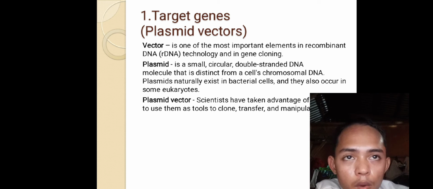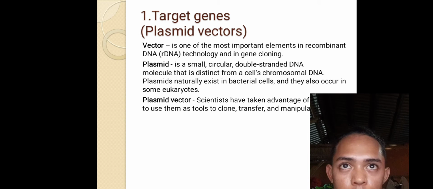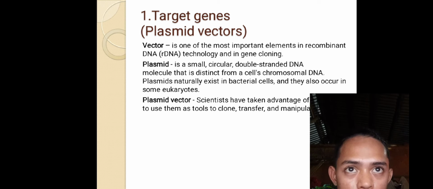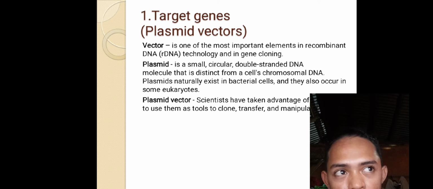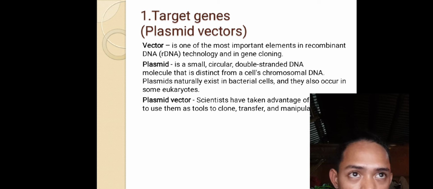A vector is one of the most important elements in recombinant DNA or rDNA technology and in gene cloning. A vector should have the following features: it contains a replicon that enables it to replicate in host cells. It should have several marker genes. It should have a unique cleavage site within one of the marker genes. The insertion of foreign DNA into the marker genes leads to inactivation and identification of the recombinant molecule.